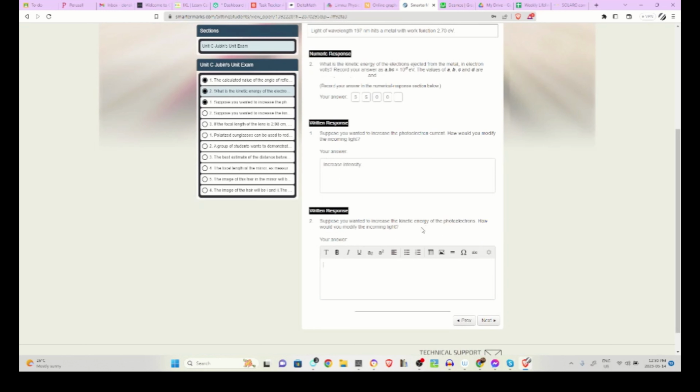Now, if we want to increase the kinetic energy of the photoelectrons themselves, here we'd have to increase the energy of the photon itself. So we either have a higher frequency or a lower wavelength. These are the options that we have in front of us here.